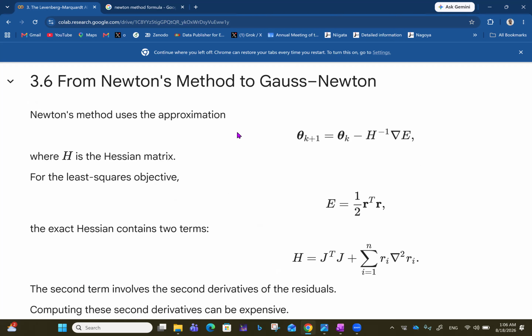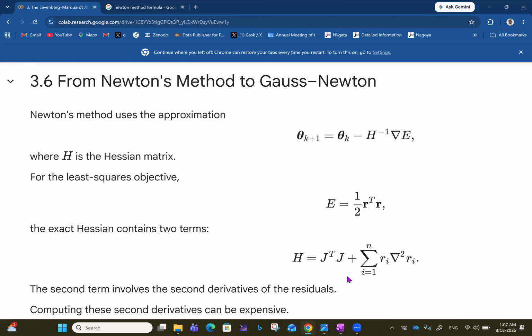So Newton's method uses the approximation, but in matrix form. Theta sub k plus 1 is equal to theta sub k minus H inverse grad E, where H is the Hessian matrix. For the least squares objective, E is half R transpose R, whose gradient we also saw as J transpose R. So the exact Hessian then contains two terms.